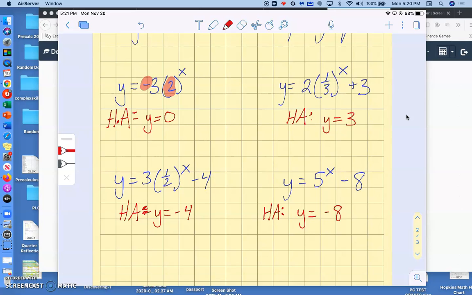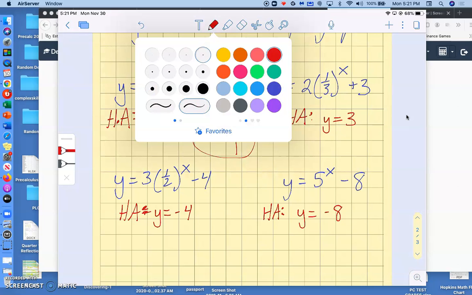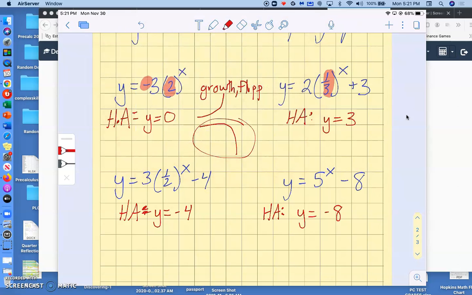So we have a 2 and a negative. So that means it's a growth one, but it also means it flipped. So growth looks like that, but the negative would flip it down. So the general shape, it would be going down. Whereas if we look at this next one, we have the 1/3, so that's decay, but it's positive, so it hasn't flipped. So it's just a decay graph.